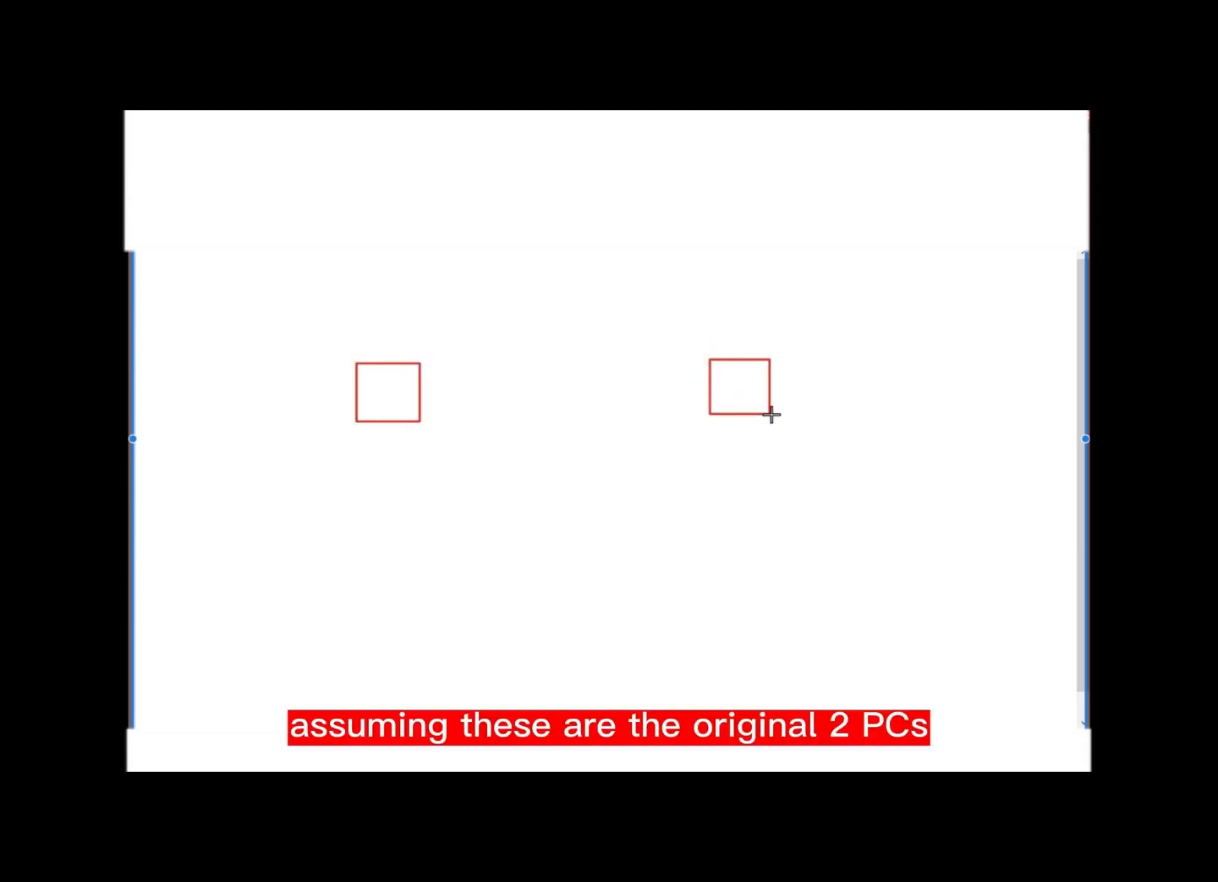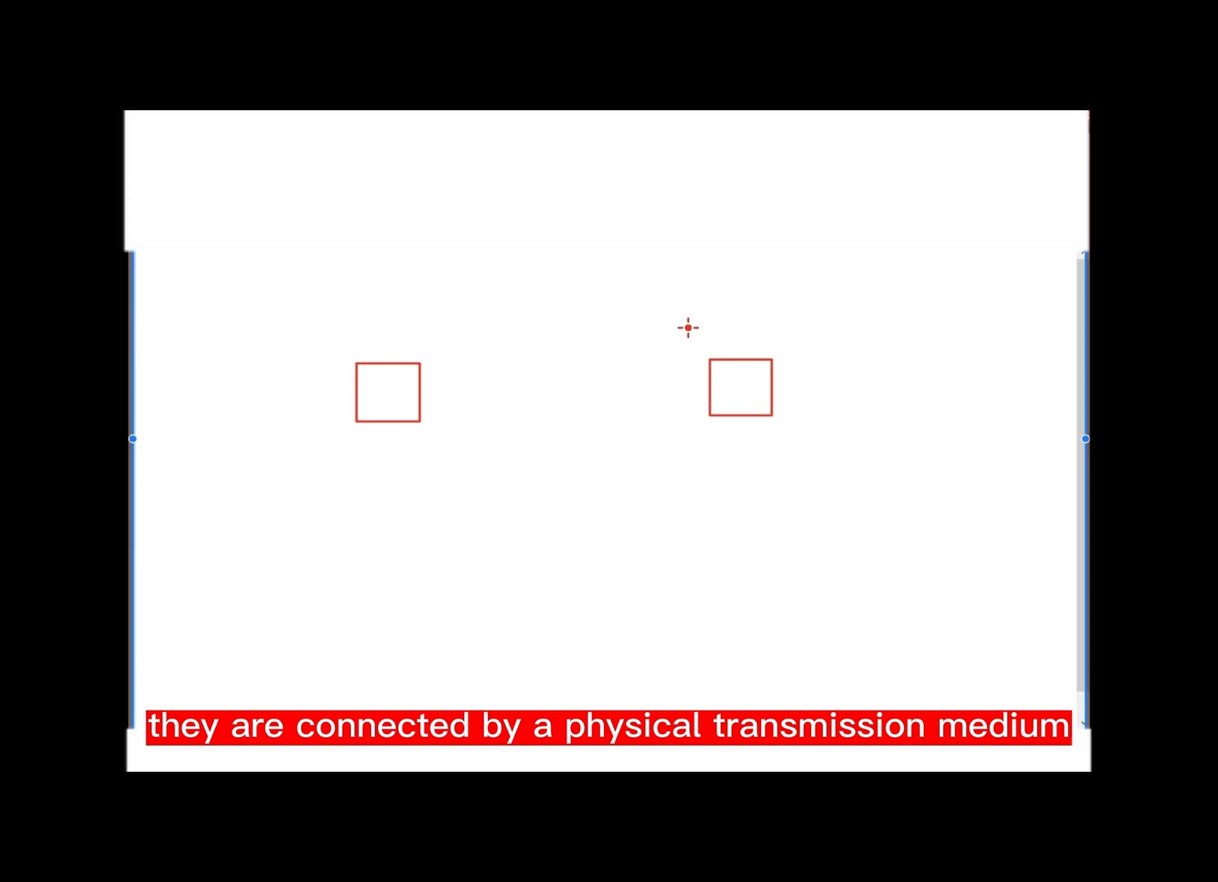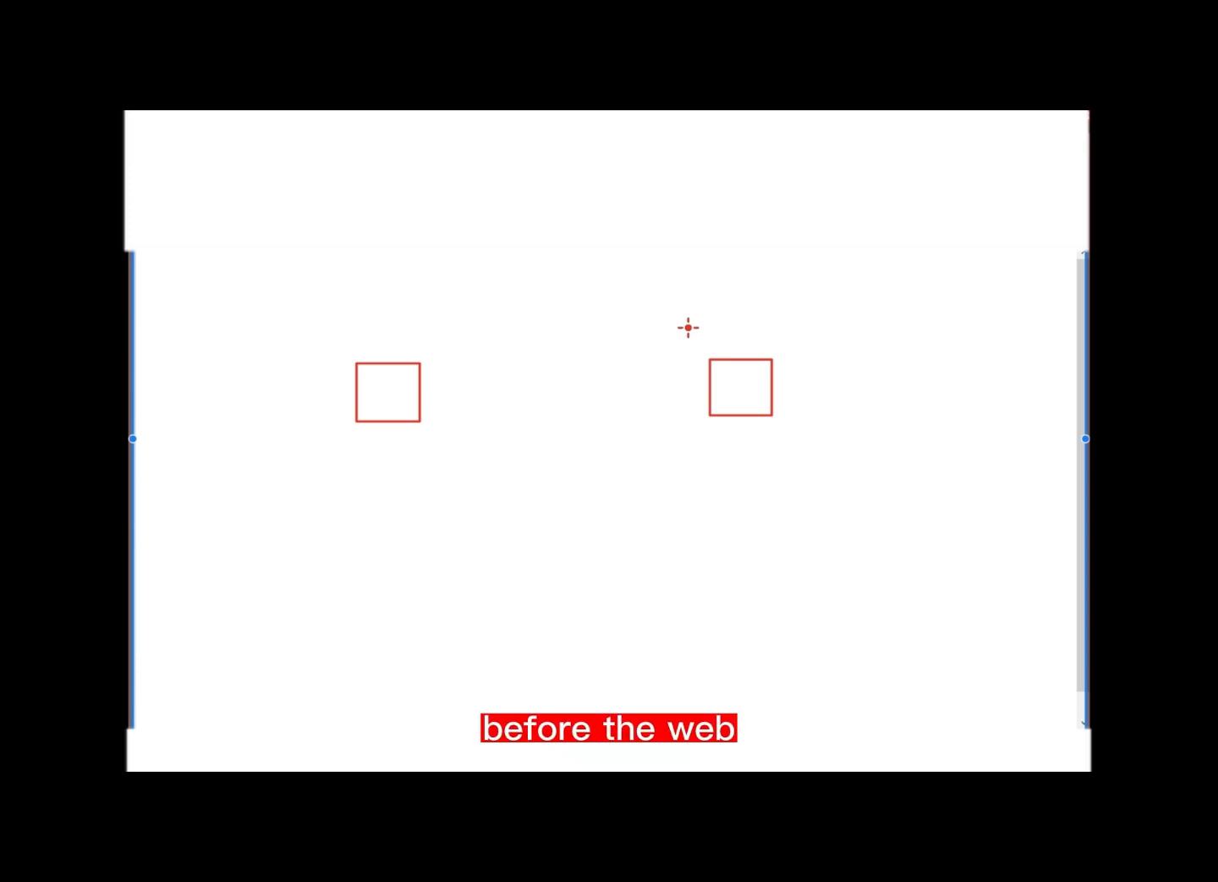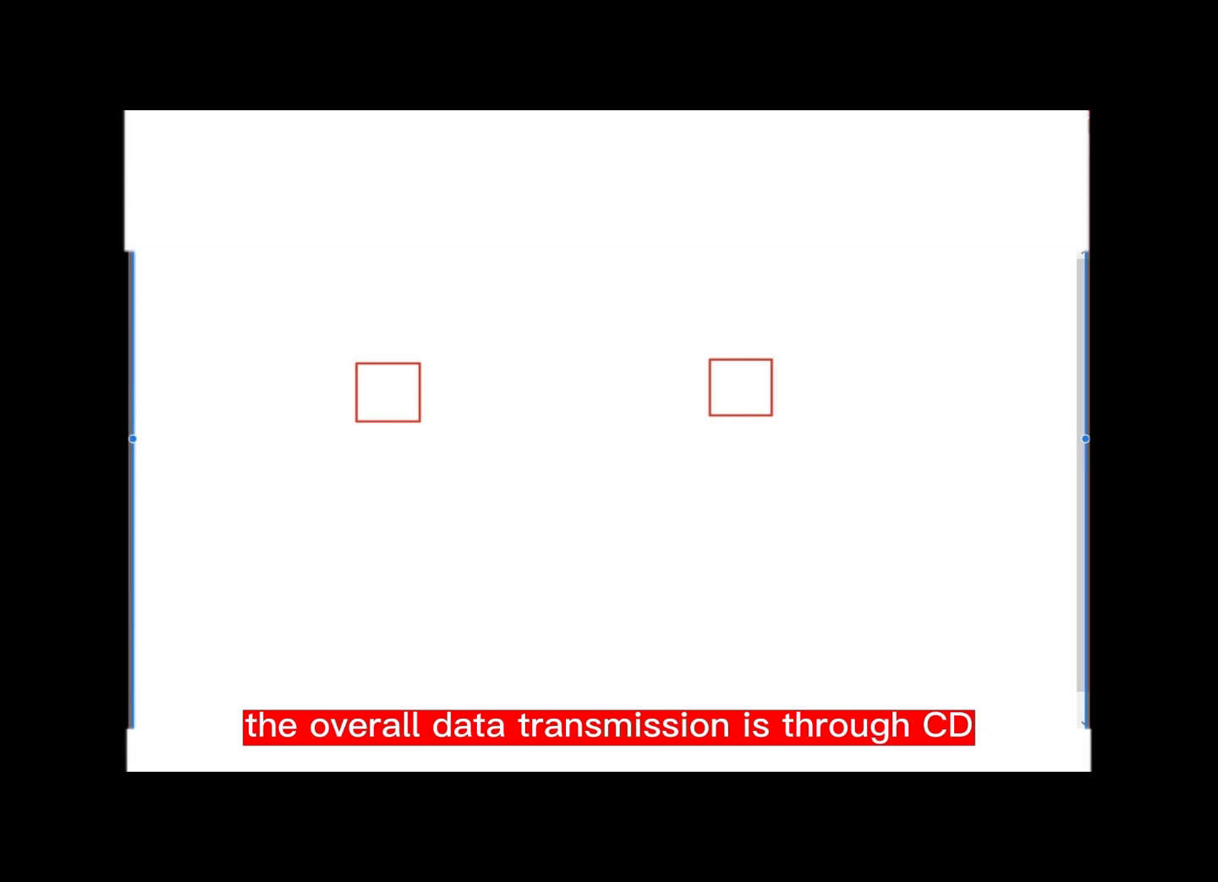Assuming these are the original two PCs. At the beginning, how should the two PCs be connected? A device wants to transfer data with another device. They are connected by a physical transmission medium. Actually, before the web, all computers were standalone. At that time there was no network cable, no network card, no protocol stack. The overall data transmission was through CD and floppy disk. After a period of time, with the innovation of network technology, the network cable appeared.